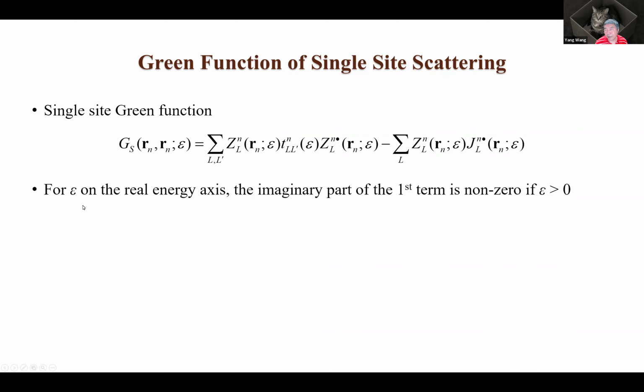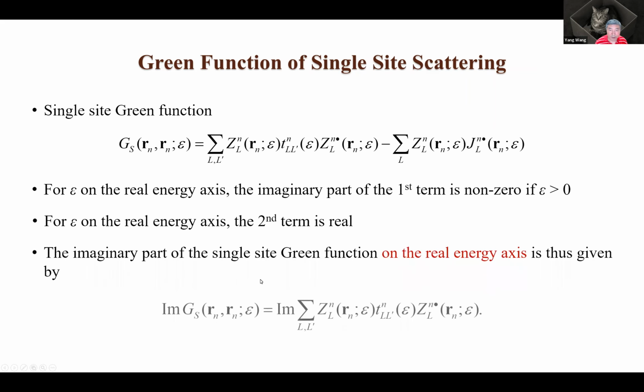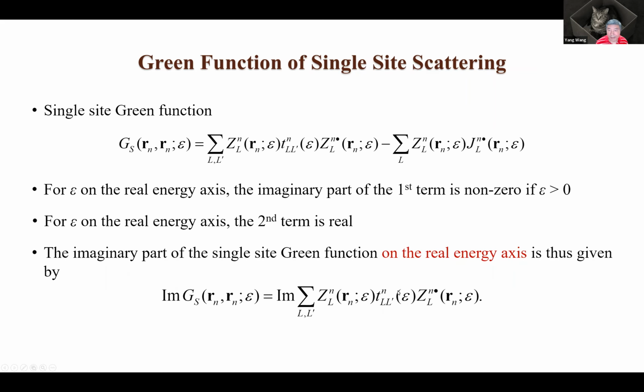There's an important feature about this. When epsilon is on the real energy axis, the imaginary part of the first term is non-zero if epsilon is greater than 0. Right. If epsilon is less than 0, the imaginary part of this is 0. Secondly, when epsilon is on the real energy axis, the second term is real. There's no imaginary part. So the imaginary part of the single-site Green's function on the real energy axis is thus given by this.